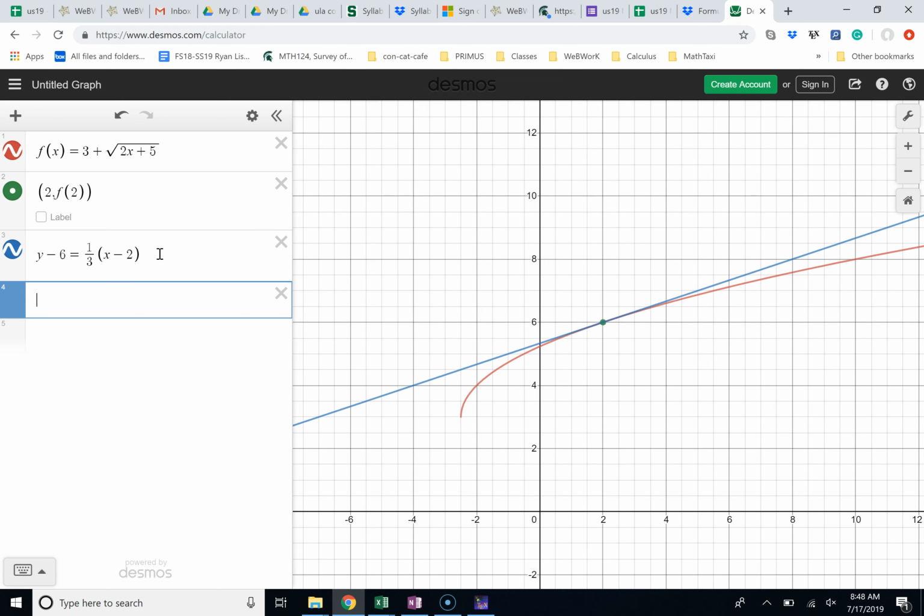And if you wanted to check the perpendicular line, I'll do all of the same things here, but instead of 1/3, I'm going to put negative 3. And hopefully this looks like it should be perpendicular to our curve at this point. So yeah, that looks like our perpendicular line. So all seems to be behaving like we would expect.